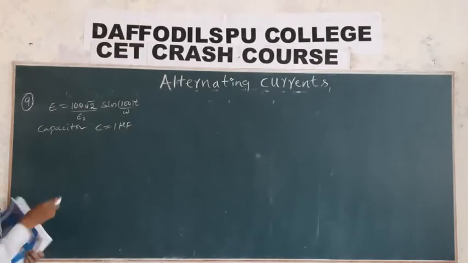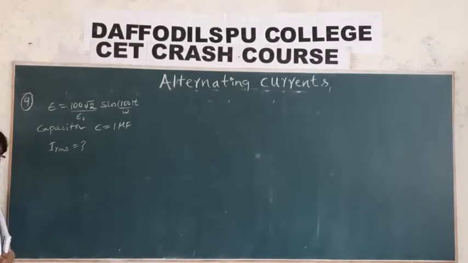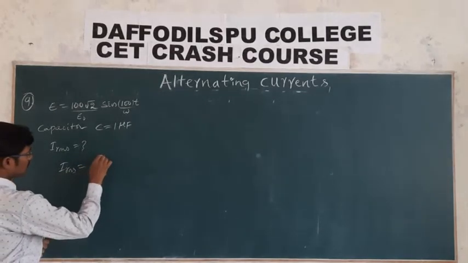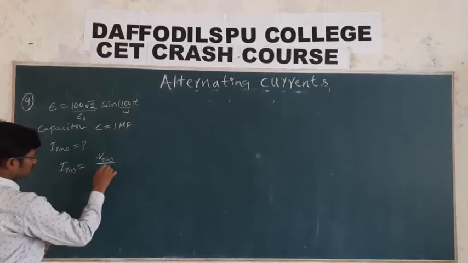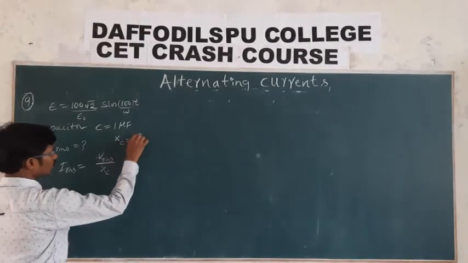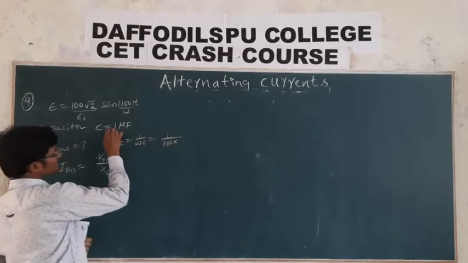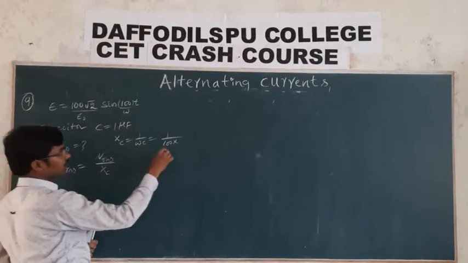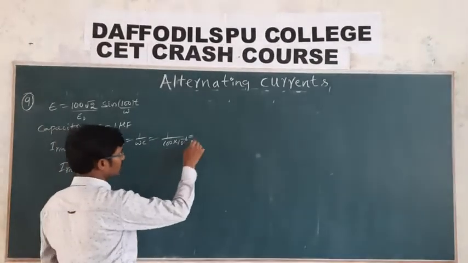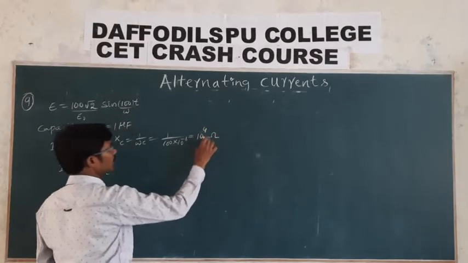The reading of the ammeter. The reading of the ammeter is nothing but the RMS current, which you need to calculate. But remember, what is RMS current? I RMS is equal to V RMS by X C, because it is a capacitor. So let us see what the X C value is. X C is equal to 1 by omega C. Omega is 100 into C, which is 1 microfarad. Micro means 10 power minus 6. So 10 power minus 6 into 10 power minus 2, then 10 power 4 ohm.